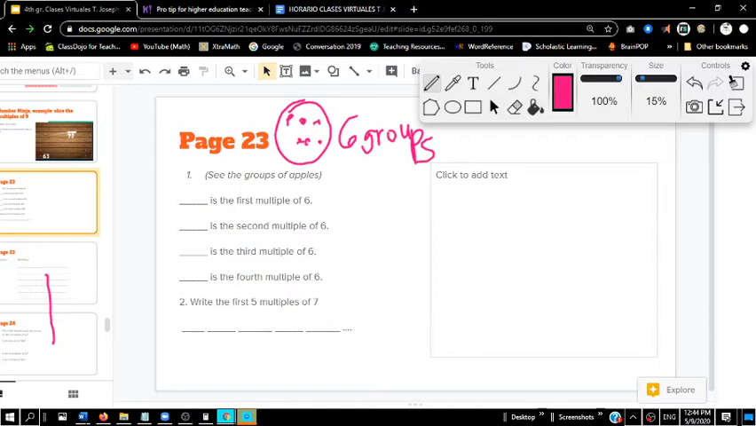Okay, when we find 6 groups of apples, we can actually count by 6. So when we count by 6, 6 is actually the first multiple of itself, of 6. If we continue counting by 6, 6 plus 6 is 12. So that's the second multiple of 6. 12 plus 6 is 18. It's the third multiple of 6. 18 plus 6 is 24. So that's our fourth multiple of 6. All we're doing is we're multiplying by 6. Okay, 6 plus 6 is 12. That gives us 12. And then plus 6.